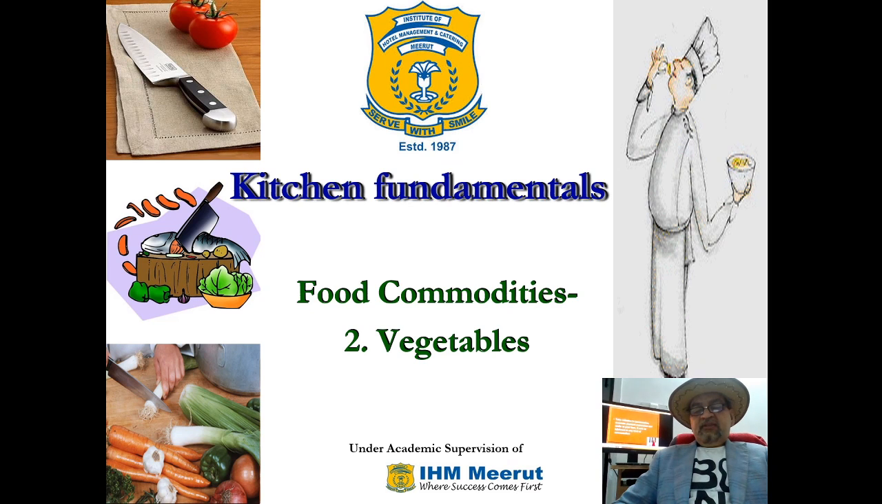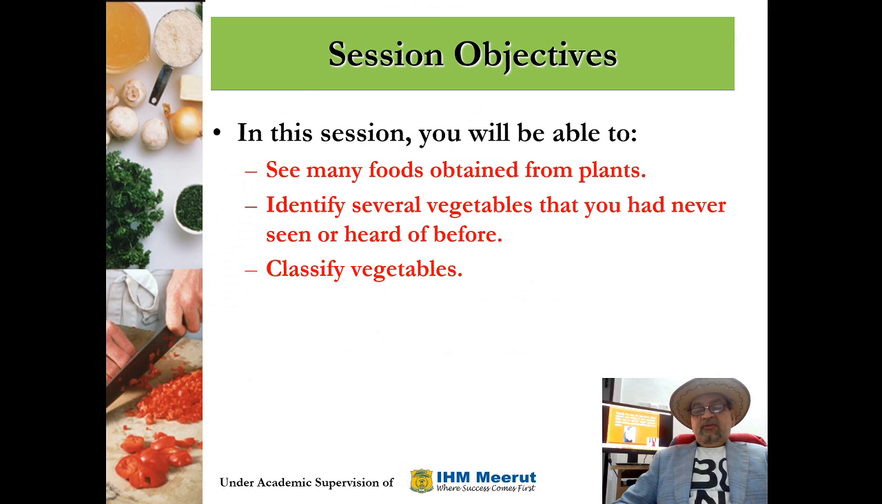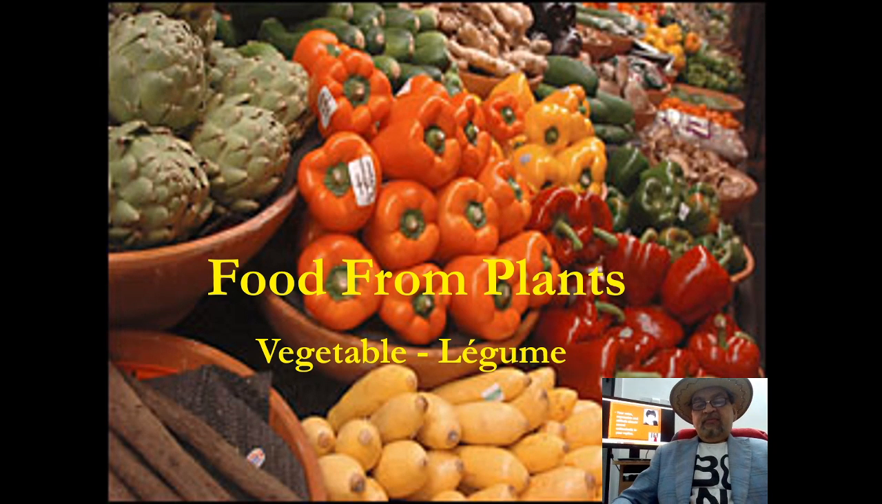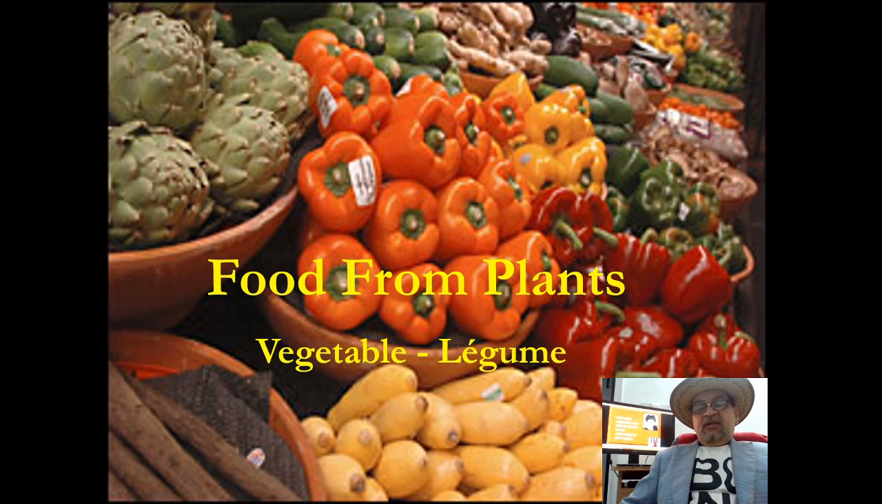The next part, the second part, is vegetables under the category of food commodities. In this session, you'll be able to see many foods obtained from plants, identify several vegetables that you have never heard or seen of before, and classify vegetables. What are vegetables? Vegetables are foods from plants. In French, we call them legumes.